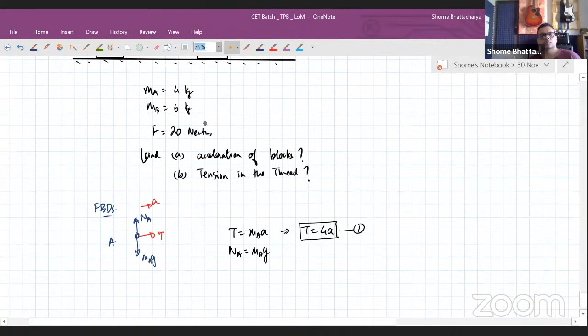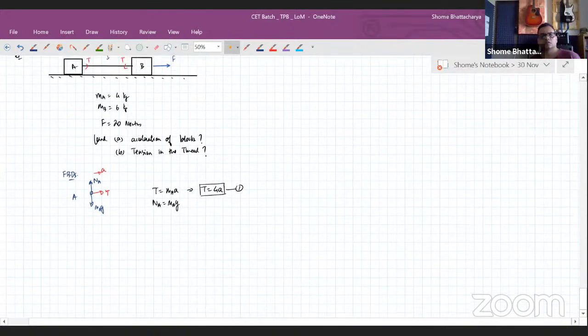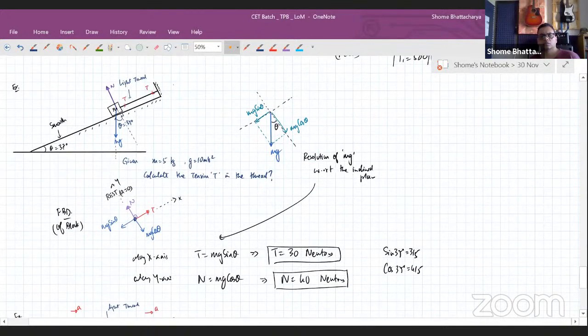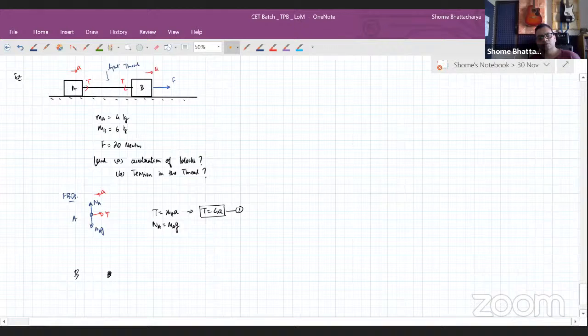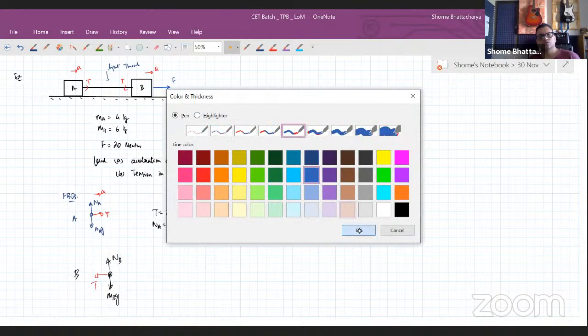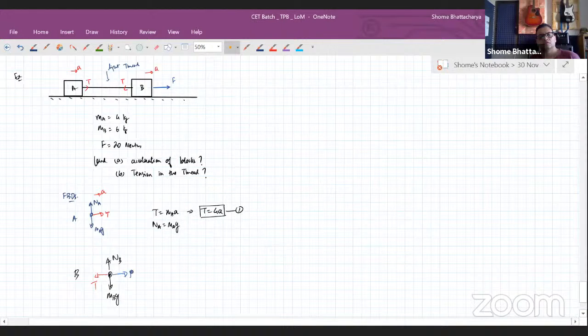For the second block B, the free body diagram has weight and normal reaction like this. But in addition, it also has tension acting backwards and the horizontal force we've applied acting forwards, and it has the same acceleration a.